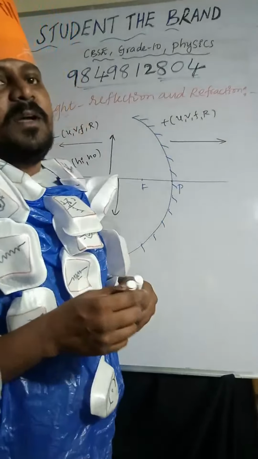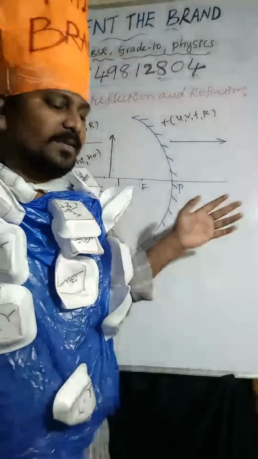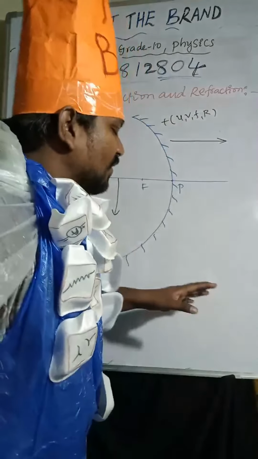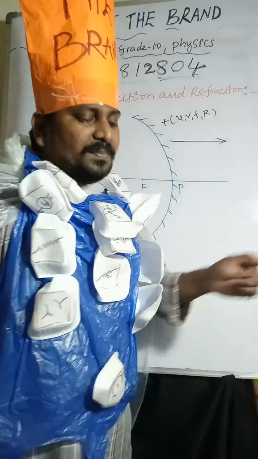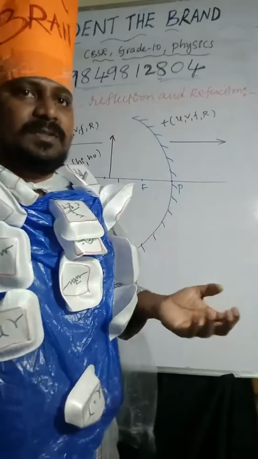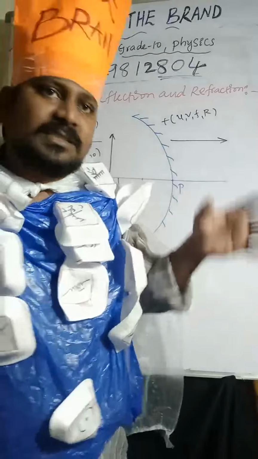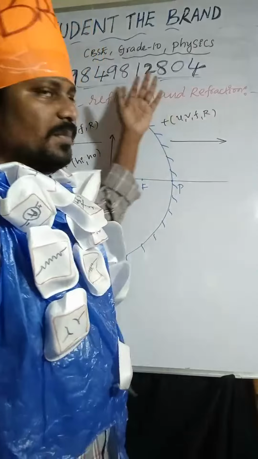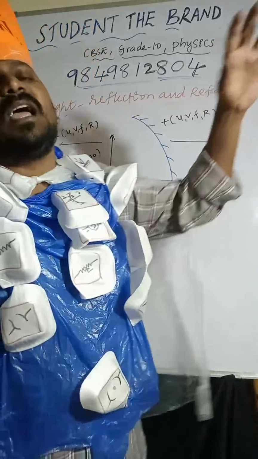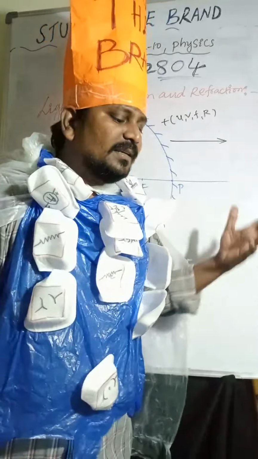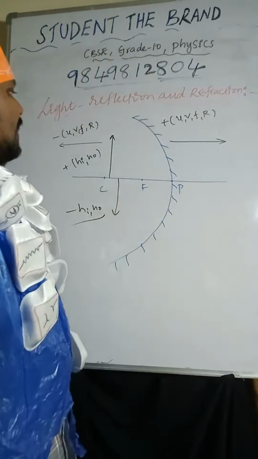All measurements are considered from the pole. In the direction of incident is positive, opposite to incident is negative, above the principal axis positive, below the principal axis negative. New Cartesian sign convention. All distances are measured from the pole. Distances are positive along the incident rays and negative opposite to the incident rays. Distances are positive above the principal axis and negative below the principal axis. So this is about the new Cartesian sign conventions.